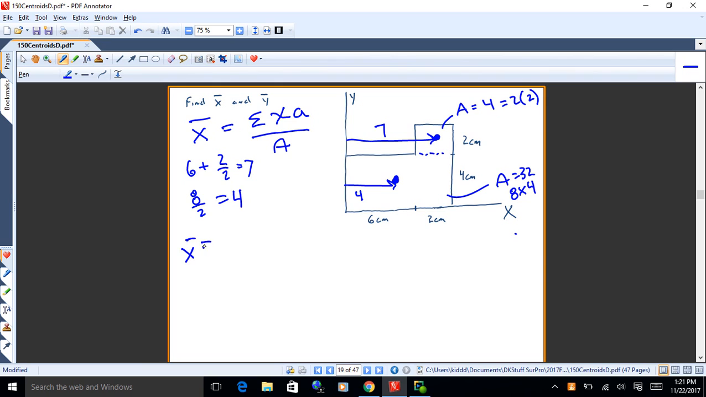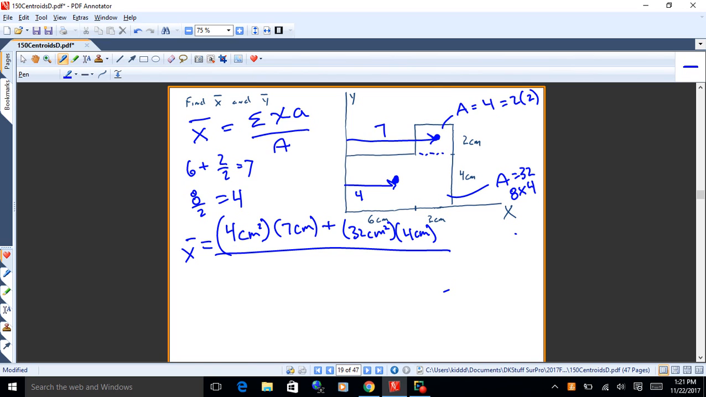And then I'll multiply them out. So what do I got here? I've got 4 centimeters squared times 7 centimeters, plus 32 centimeters squared times 4 centimeters. And then I'll divide that by the total area, which would be 32 plus 4, and that's square centimeters.